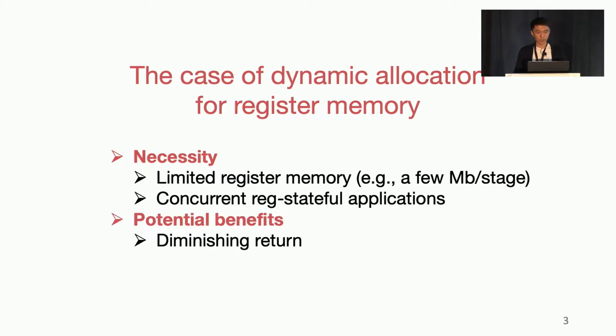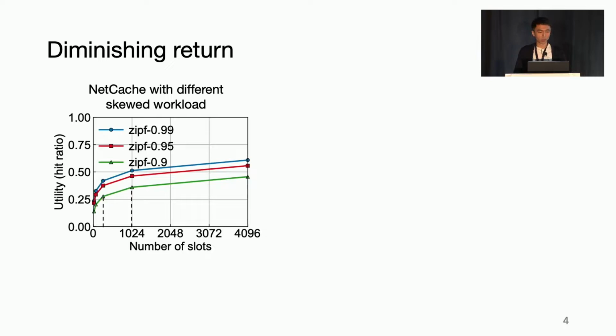The second is the potential benefit of dynamic register memory allocation, which arises from diminishing returns. So what is diminishing return? This figure shows the utility curves of NetCache with different skewed workloads. NetCache uses register memory to maintain hot key-value pairs on the data plane to serve a request upon a cache hit.